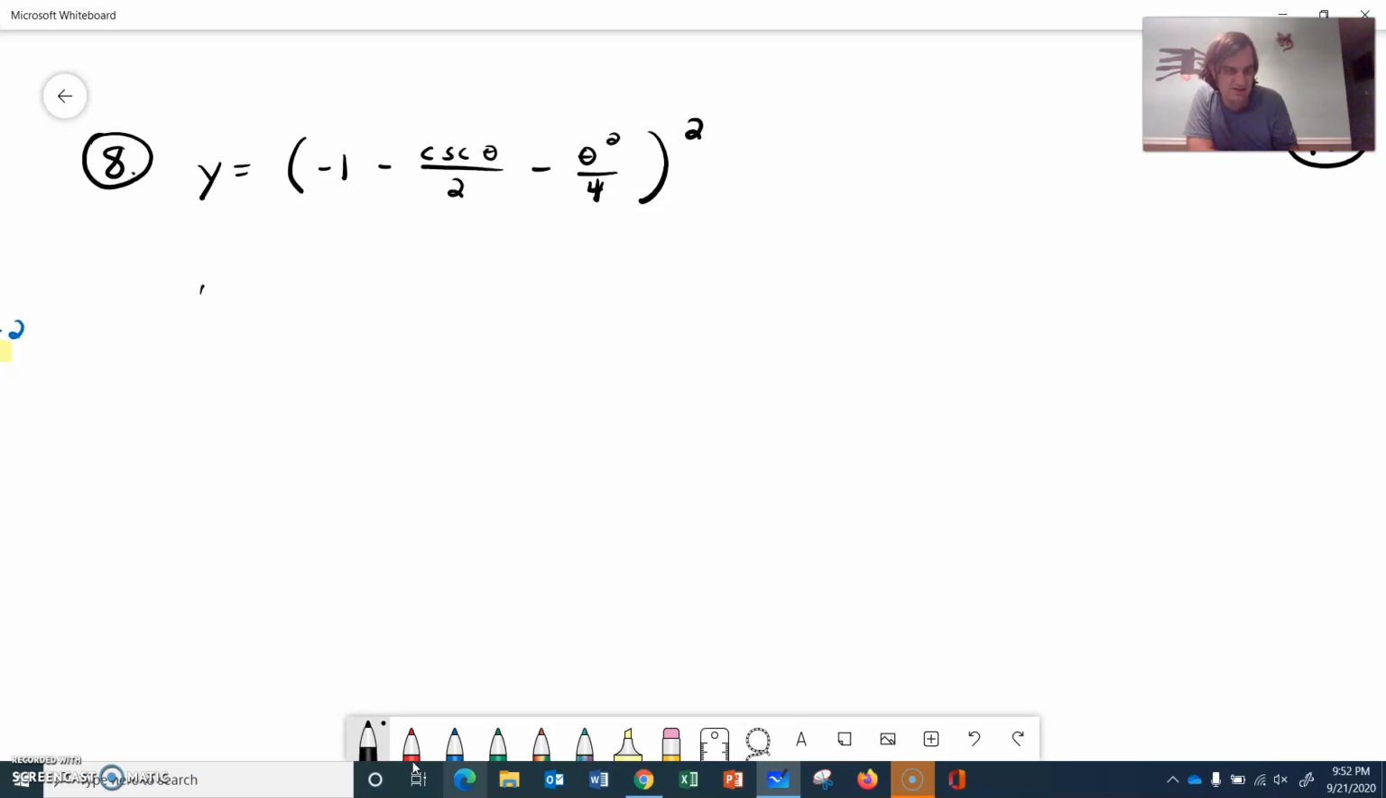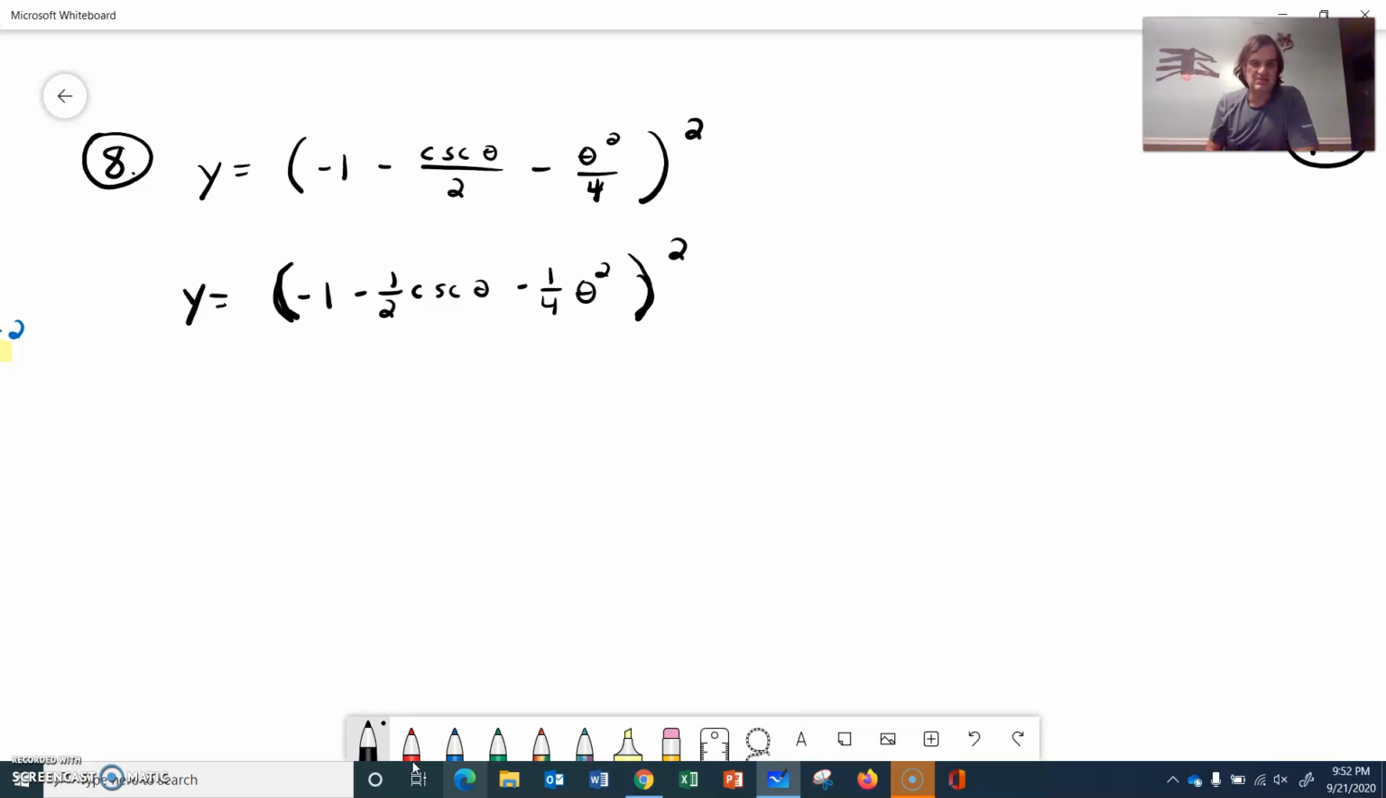And I'm going to rewrite it as y equals, I'm still going to use the big old square here, but it'll be negative 1. I'll write it as minus 1/2 cosecant of theta and minus 1/4 theta squared. And when I do that, it helps me see what the coefficients are and keeps me from trying to use a quotient rule when I don't really need to. So what I have is a big old thing here squared.